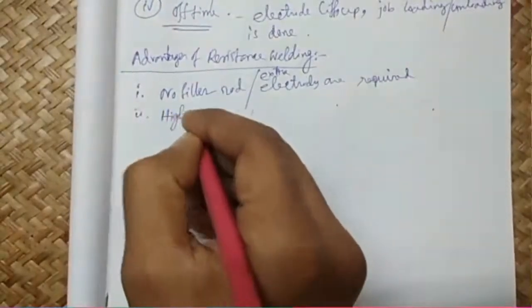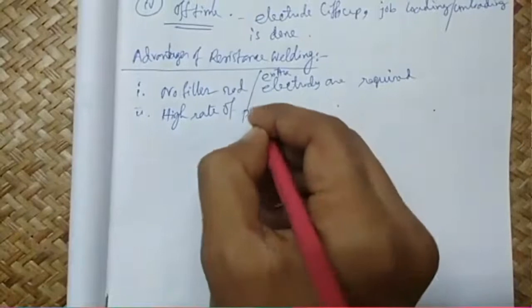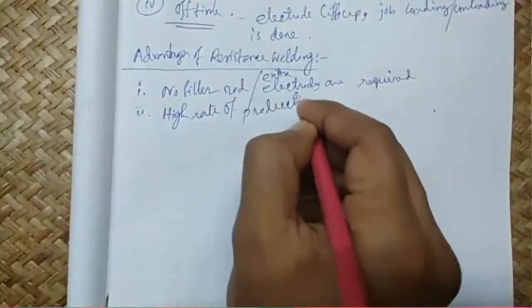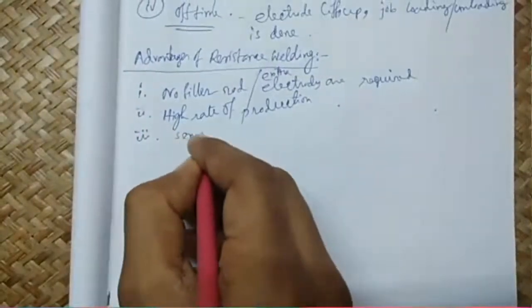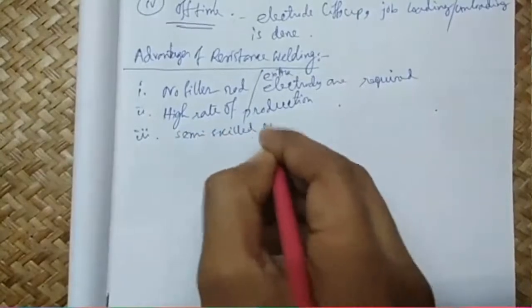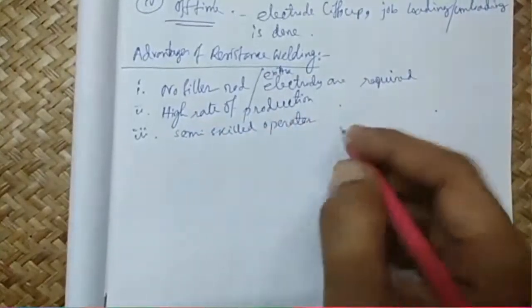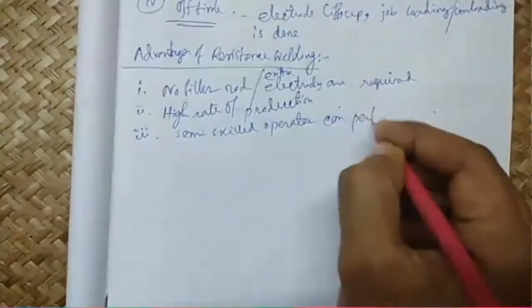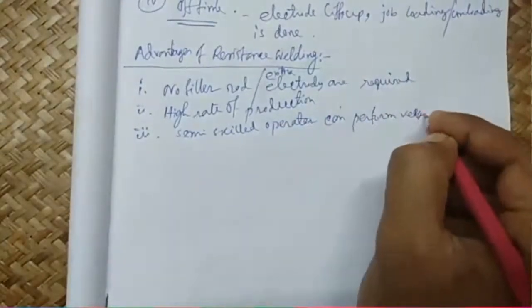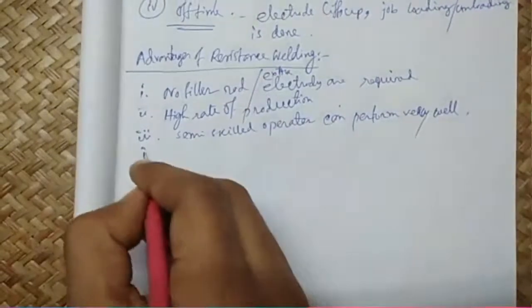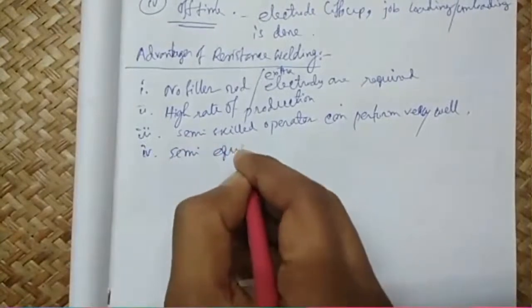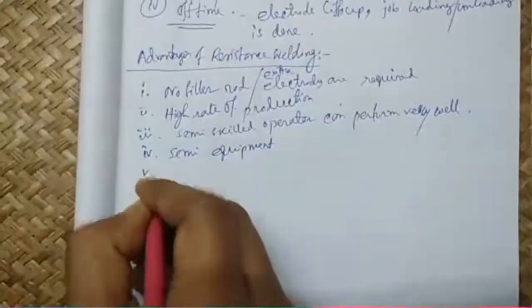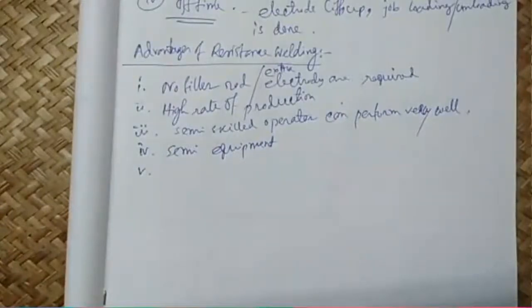Very high rate of production can be achieved, and a semi-skilled operator can perform very well. Semi-automatic equipment: you just need to fix your variables just one time, and later on it will continue on the same setting.